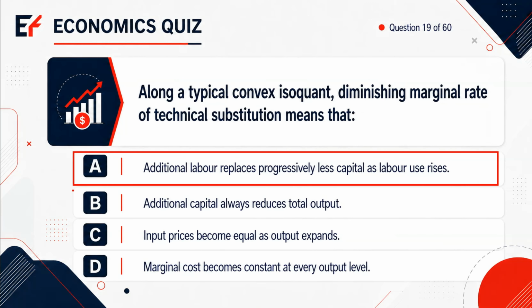Let's interpret the curve. Along a convex isoquant, labor and capital can substitute for each other while output remains unchanged. However, as the firm uses more labor and less capital, each additional unit of labor replaces a smaller amount of capital. This is called a diminishing marginal rate of technical substitution. Option B is incorrect because additional capital does not necessarily reduce output. Option C is incorrect because input prices are not determined by the isoquant. Option D is incorrect because marginal cost is separate from the technical substitution between inputs.